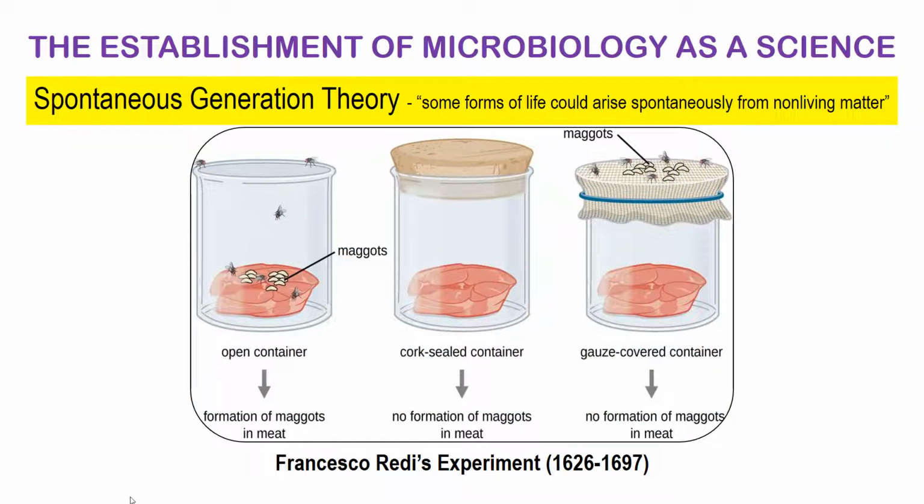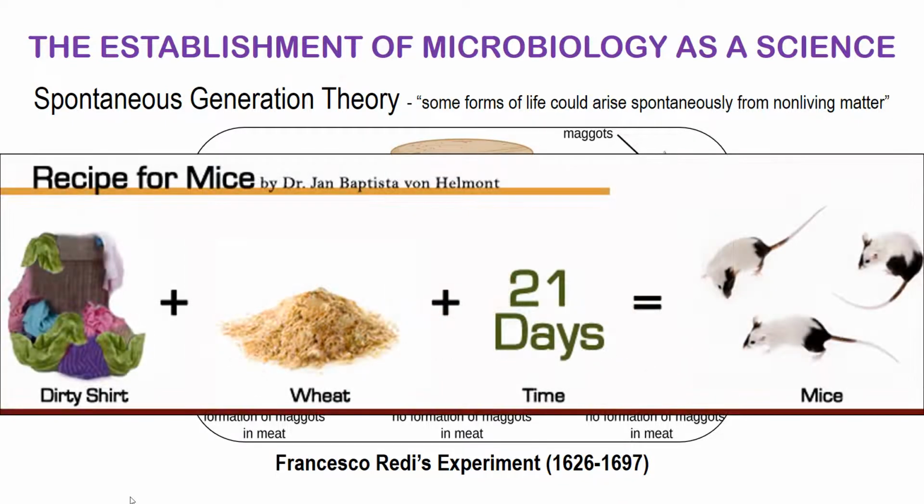Okay, this was made popular by thinkers and philosophers during that time. For example, flies can be generated out of rotten fruits. They believed that maggots can come from meat or fish. And there is even a recipe on how to make mice. So for example here, just mix grains with dirty clothes in a container, and after 21 days you will expect mice to just pop out.